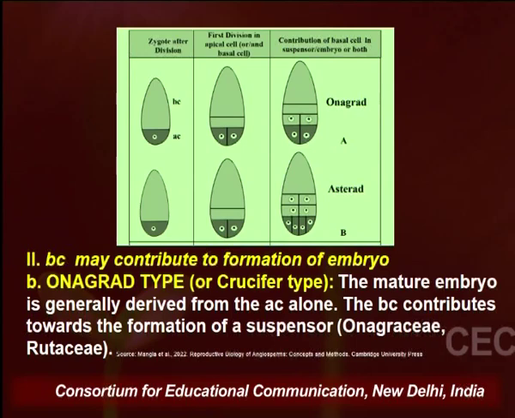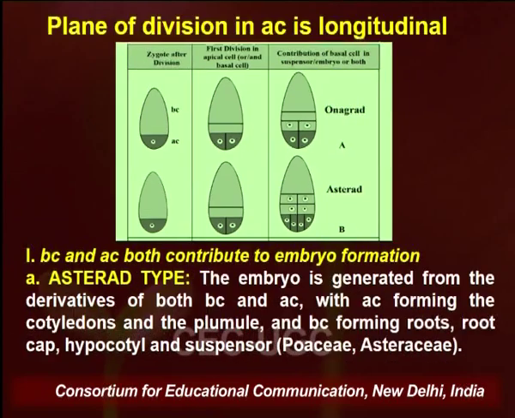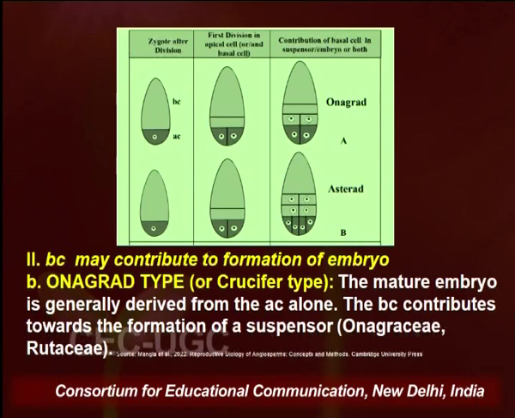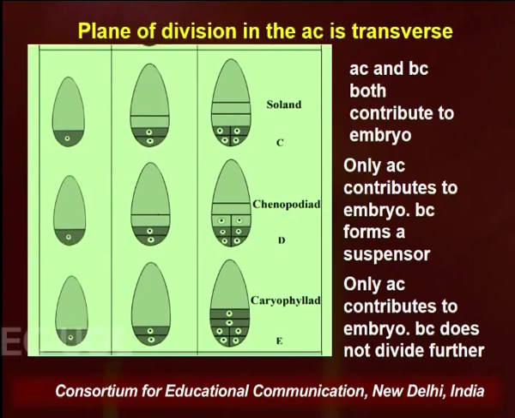Now, one thing again I would like to repeat here, in asterad type the basal cell is forming roots, root cap, hypocotyl and suspensor. In onagrad type the basal cell merely contributes towards the formation of suspensor. Then the second type is when the plane of division in the apical cell is transverse.